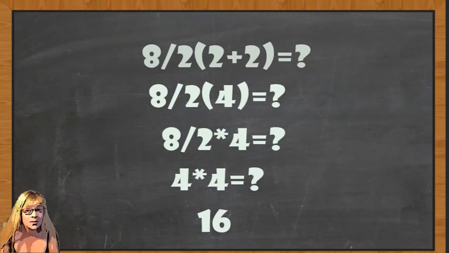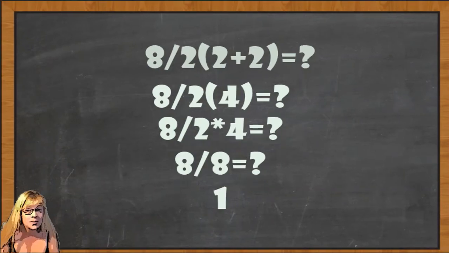Now let's look at the second solution that people are coming up with and why. 8 divided by 2, in brackets 2 plus 2, end bracket, equals question mark. Well, that makes 8 divided by 2, in brackets 4, end bracket, equals question mark, meaning we need to get rid of those brackets first. So 2 times 4 equals 8. Therefore, carry down the 8 divided by 8 and it does equal 1. And that's why we're coming up with 2 separate answers.